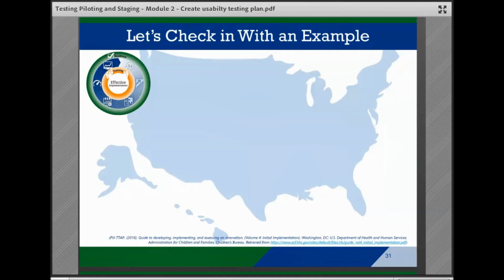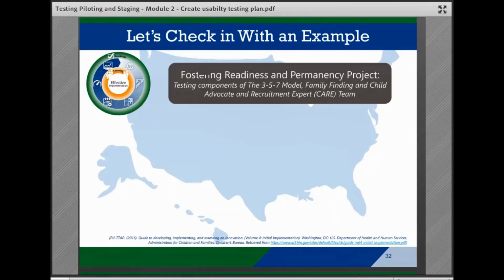Let's take a look at an example. During the 2012 Permanency Innovations Initiative, the Fostering Readiness and Permanency Project outlined their usability testing plan. The project comprised 3 unique interventions that were part of the overall project: the 3-5-7 model, family finding, and a child advocate and recruitment expert care team.